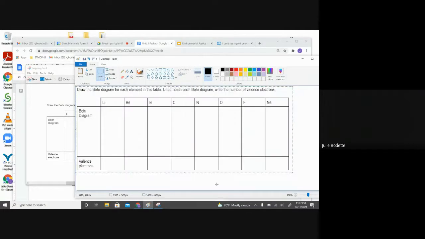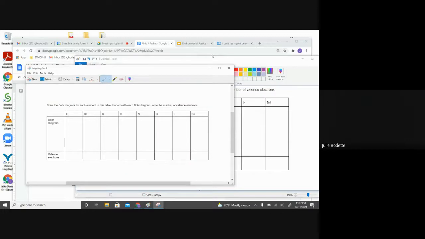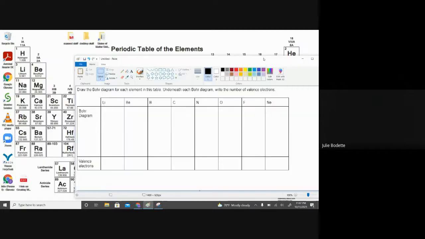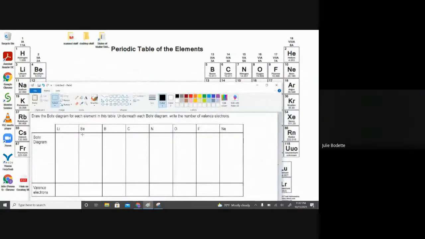Okay. So I also want to show you guys that these aren't just random elements that I picked. There is actually an order to them. So if we look at our periodic table, you guys can see where I came up with these. Lithium, beryllium, boron, carbon, nitrogen, oxygen, fluorine, neon. So if you look, it is the second row, right? They're all in the same row, right? And when we draw these Bohr diagrams, you guys will notice that a pattern appears, right?